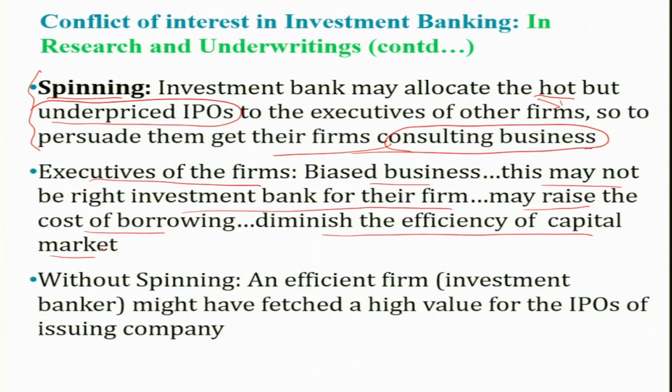And maybe the same managers will approach the same investment bank next time when they want to issue an IPO, for underwriting. That means they identify an investment bank not because of any economic consideration, but because they have benefited from spinning. Without spinning, an efficient investment banker might have fetched a high value for the IPOs of the issuing company. So this will affect the efficient working of the financial market.